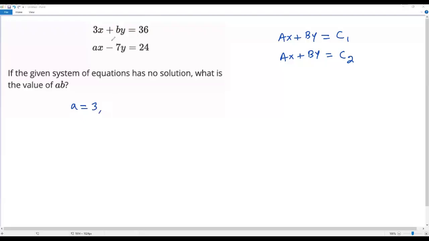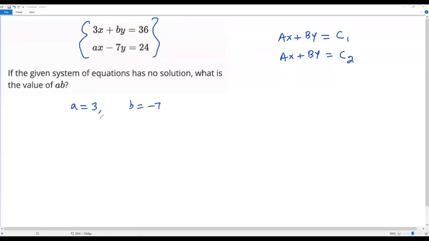What is the coefficient of y in the first equation? It is b. What is the coefficient of y in the second equation? It is -7. So they must be equal. Because the two lines given by these linear equations are parallel, the reason is the question already says the system of equations has no solution. So the two lines must be parallel, the coefficients of x and the coefficients of y must be equal, and also we have two different constants on the right side. So definitely the two lines are parallel.